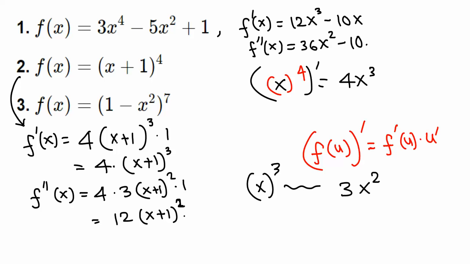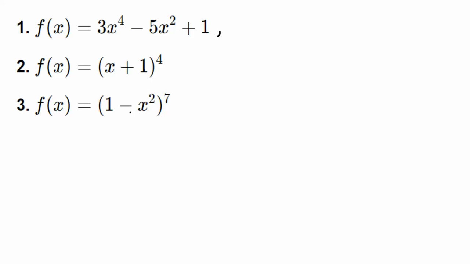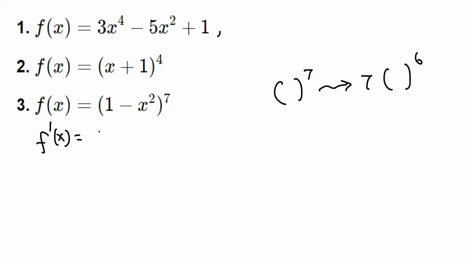Okay, number 3 is similar to number 2, so I'm going to erase these and come back for number 3. So our function is something raised to 7, so that's the outer function, and it's like x to the 7th. When we find the derivative, 7, that 7 minus 1 is 6. So something raised to 7 is the outer function, 1 minus x squared is the inner function. Then when we find the derivative from the chain rule, 7, that 7 minus 1 is 6, times derivative of this inner, so 1 minus x squared, times. Now let's find the derivative of the inner function.